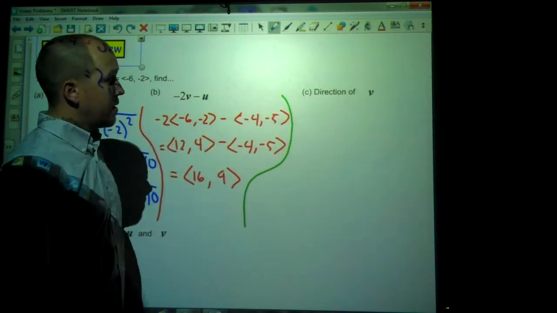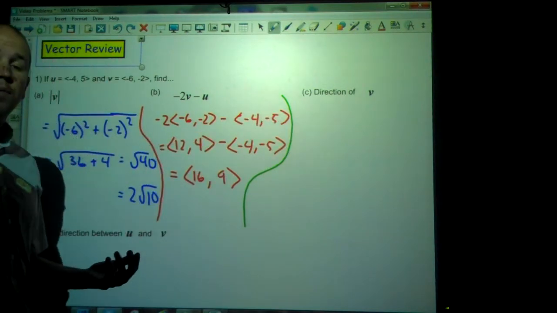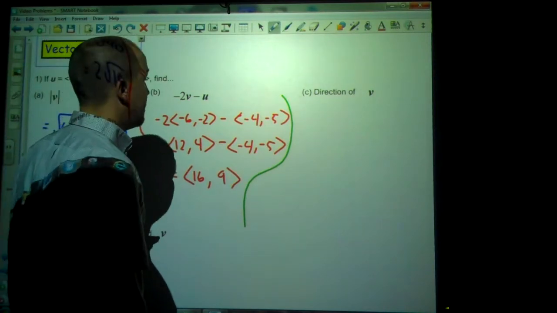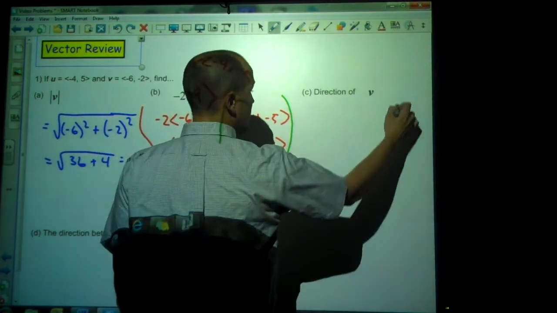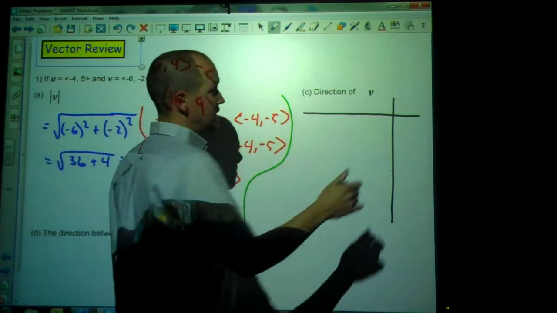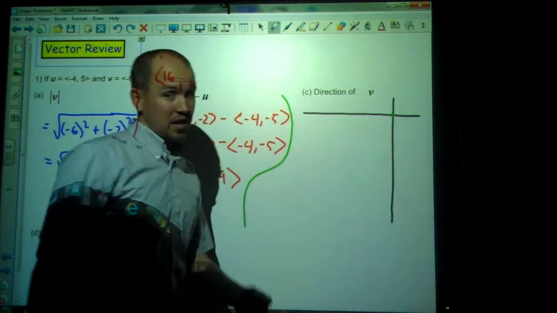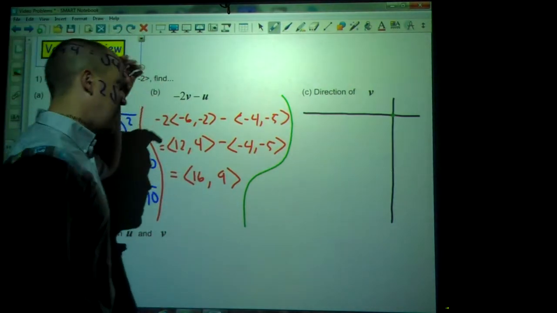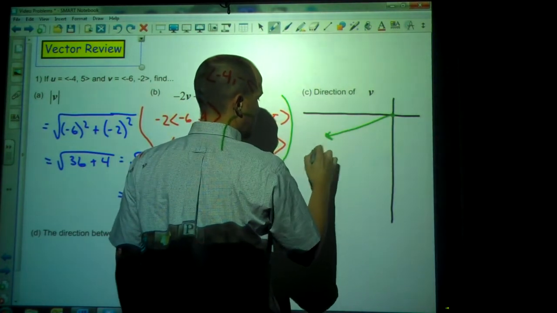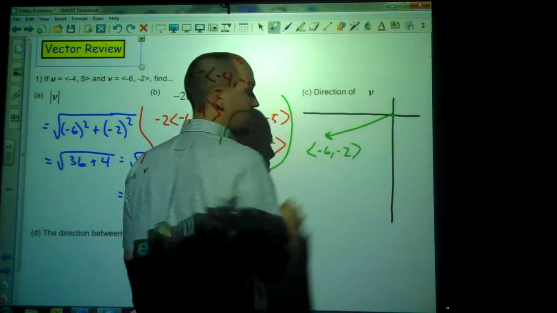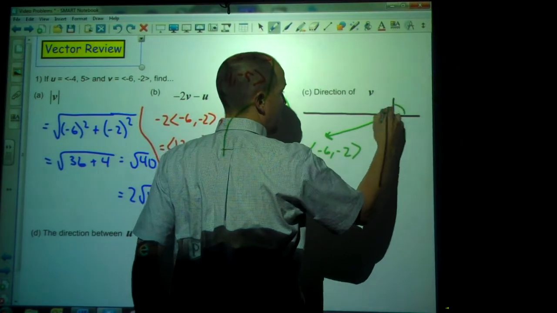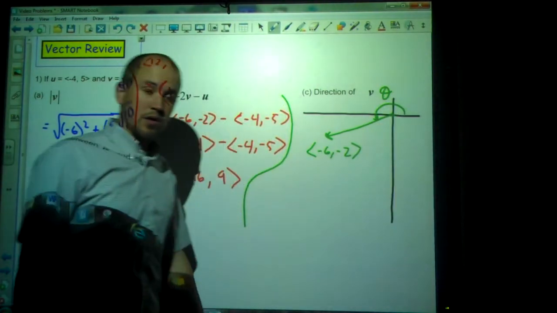Okay, now the direction of v. I'm going to show you what we do, and if you want to remember what you do and just memorize that, that's cool. Direction of v. Okay? It's negative. So if I were to sketch it in standard position, if the vector were to start there with its initial point and go left 6 and down 2, there's the vector. Alright? And what I want to know is that angle. That's going to be our angle.